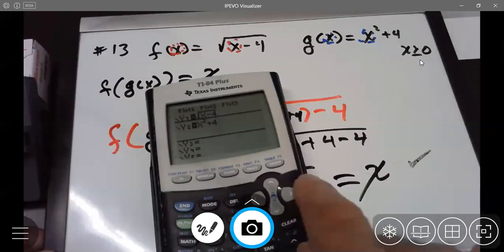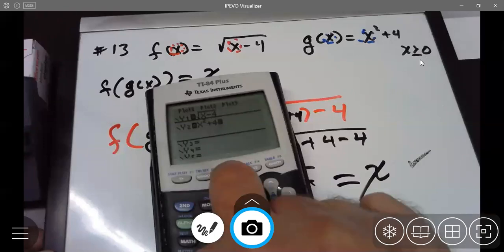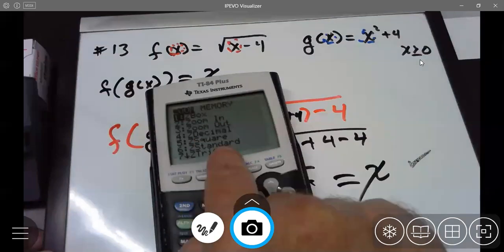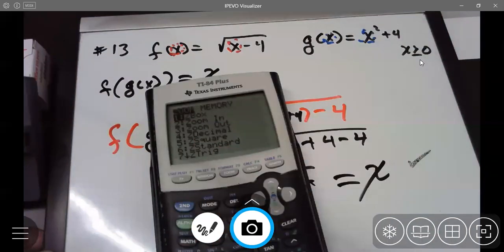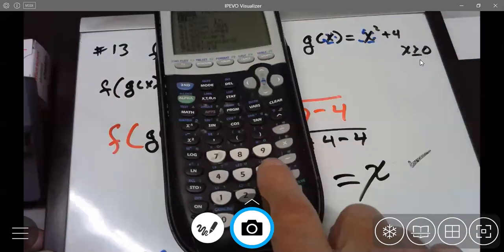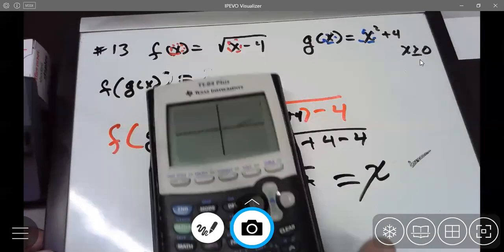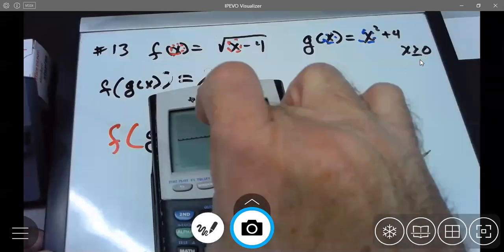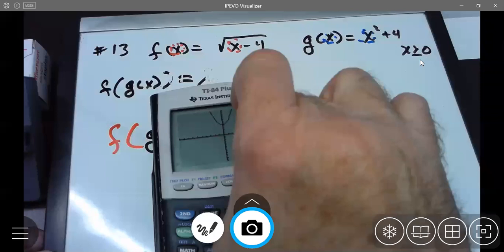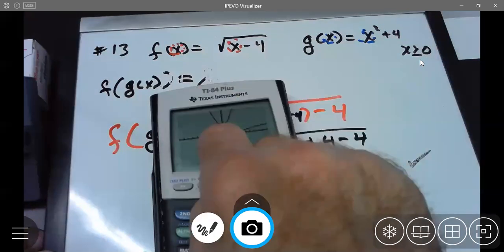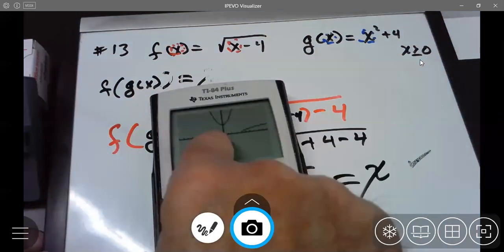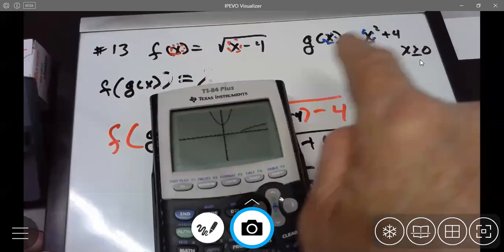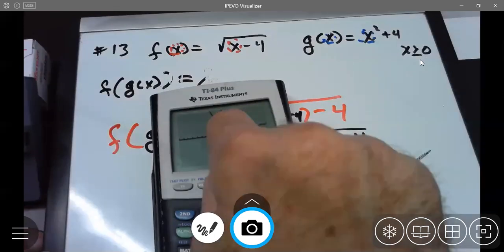And so we're going to go to zoom. I like to go to zoom standard 6, Z standard. So we just hit 6 on here, and there's our square root of x. That's x1. Now remember, we restricted g of x to where x is just greater than or equal to 0. So it's only the right side.